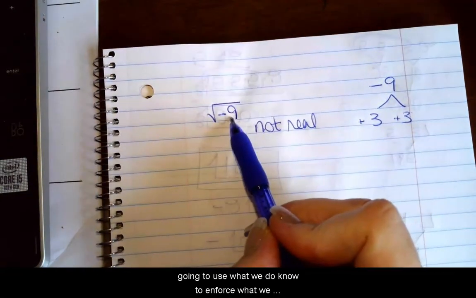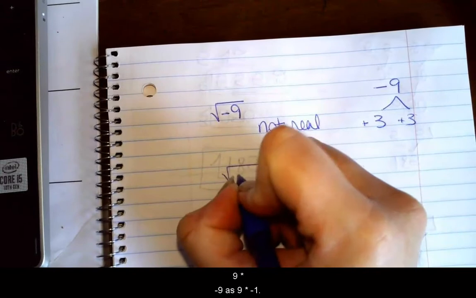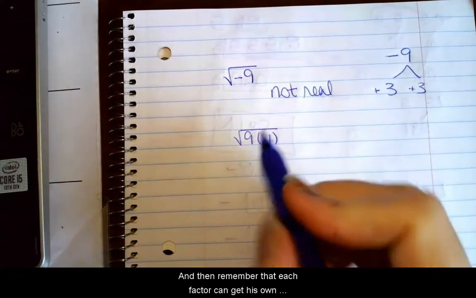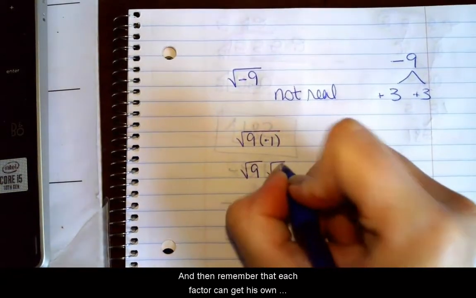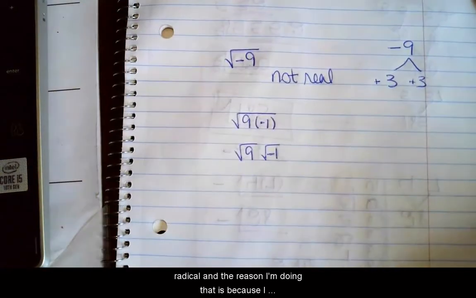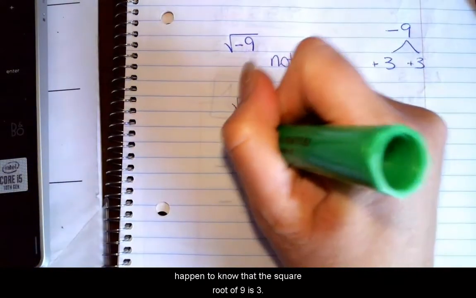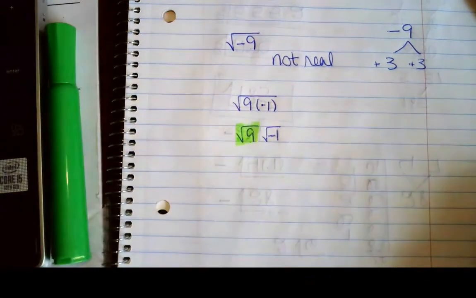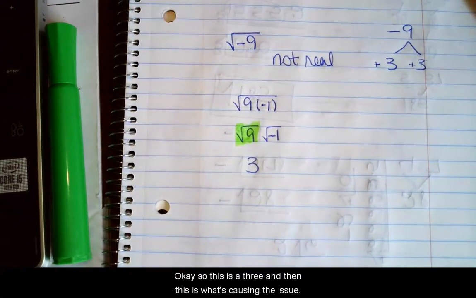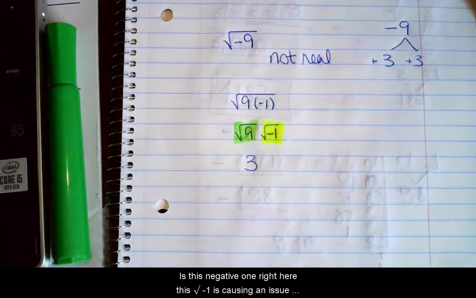So we're going to use what we do know to enforce what we don't know. I'm going to rewrite -9 as 9 times -1. And then remember that each factor can get its own radical. So 9 can get its own radical, -1 can get its own radical. The reason I'm doing that is because I know that the square root of 9 is 3. So this is a 3, and then this -1 right here, the square root of -1, is what's causing the issue.